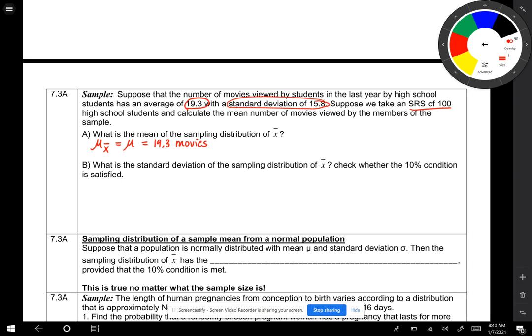What is the standard deviation of the sampling distribution? Check whether the 10% condition is satisfied. So let's check the 10% condition. Our sample size is 100. Multiply that by 10. It is reasonable to assume that there are more than 1,000 high school students. And we don't just put reasonable to assume. Make sure you write it in terms of context.